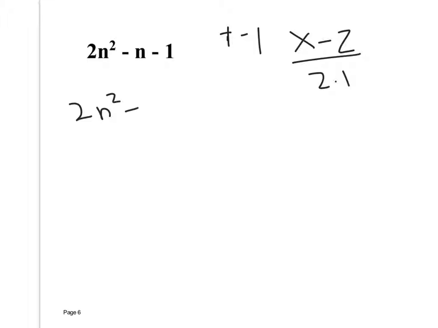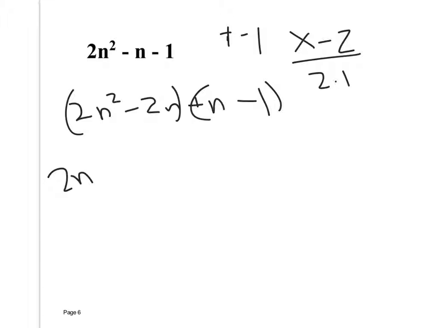2n squared minus 2n plus n minus 1. What could I take out of 2n squared and 2n? Anybody? I could take out n. What else? 2. I only look for 1 if they don't have a common factor. Here they have common factors, 2 and an n. So you have n minus 1.